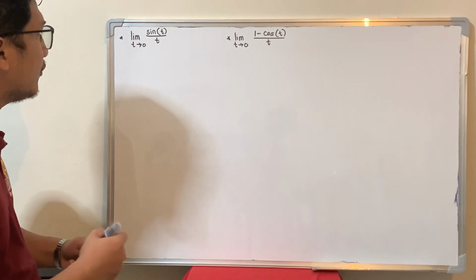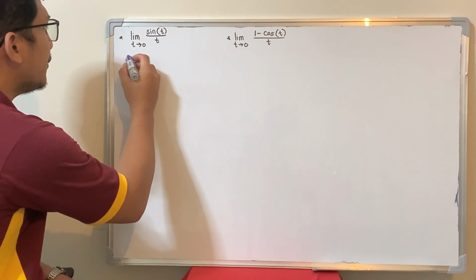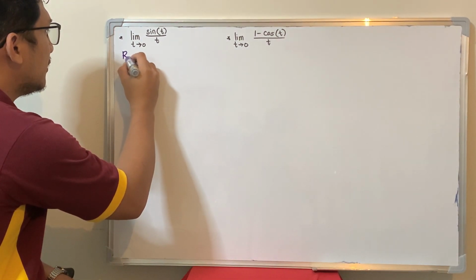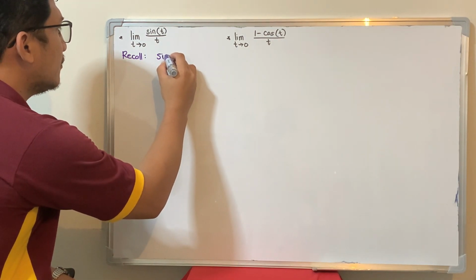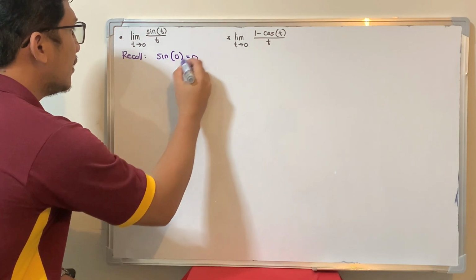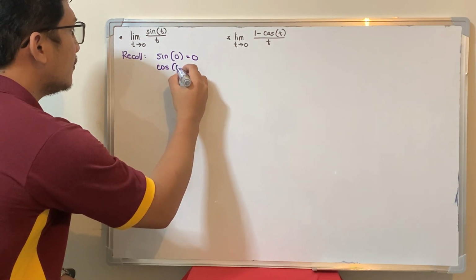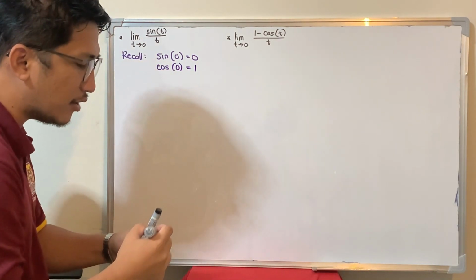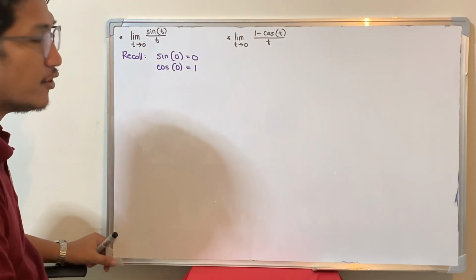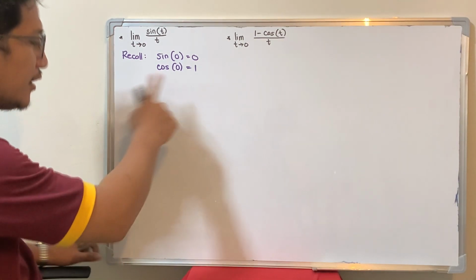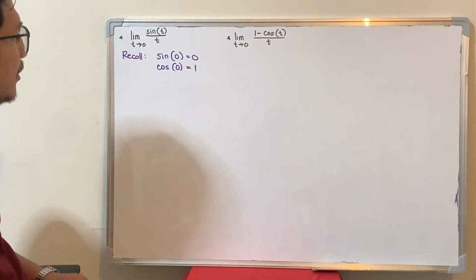Okay, so before we start, you have to remember guys, you have to recall that sine of 0 is always 0 and the cosine of 0 is equal to 1. So you have to recall this one. If you have a calculator, you may verify by encoding sine 0 and also cosine 0.